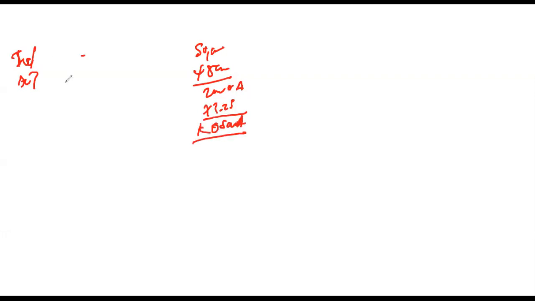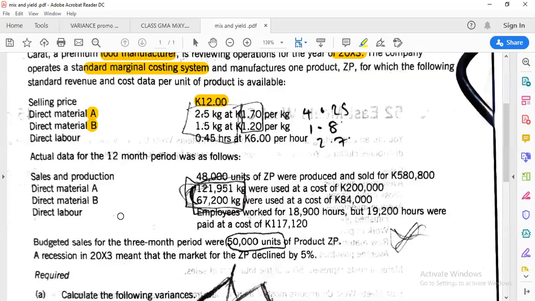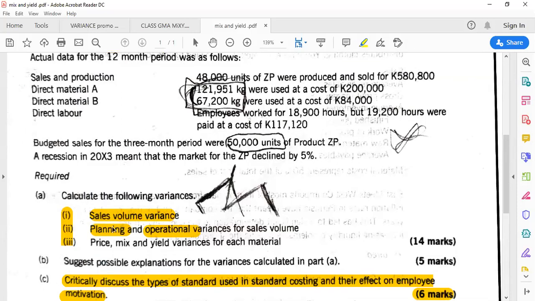Okay, so now let's go. Now here, we have something better than what we have done, but I feel what we have done is better than what we're about to do. So let's go. We have this one here. The next question is calculate what, Professor? Planning and operational variances. These are possibly the easiest variances on earth, because you don't have to think about it. All you have to do is close your eyes and write the figures.